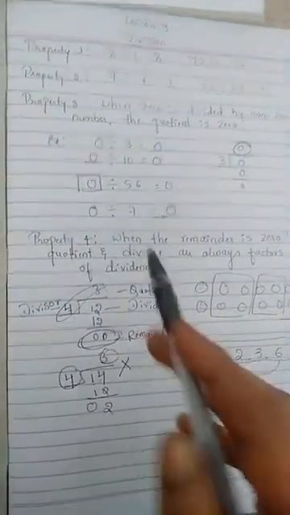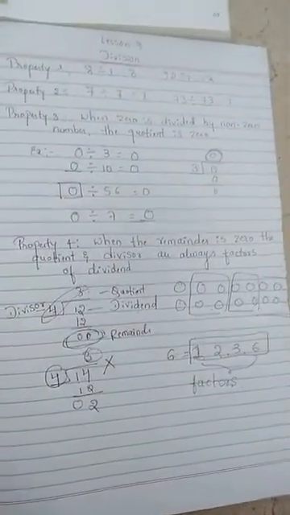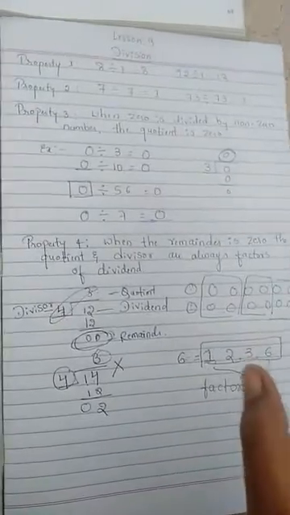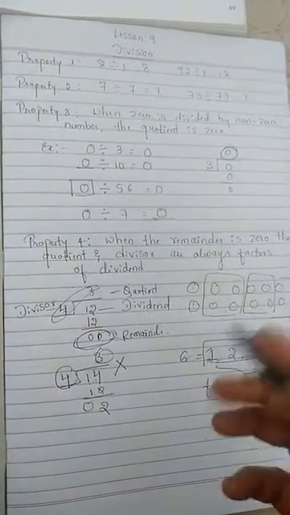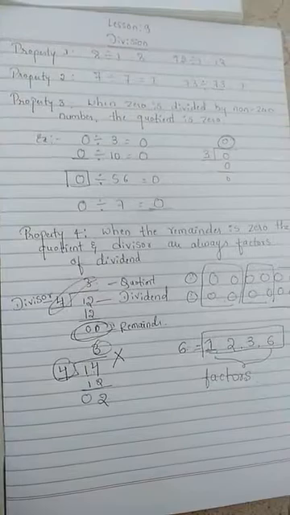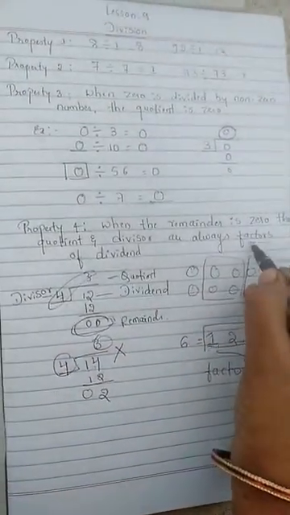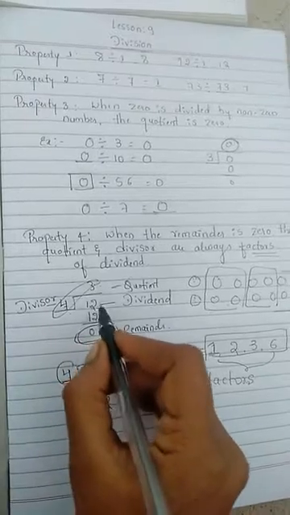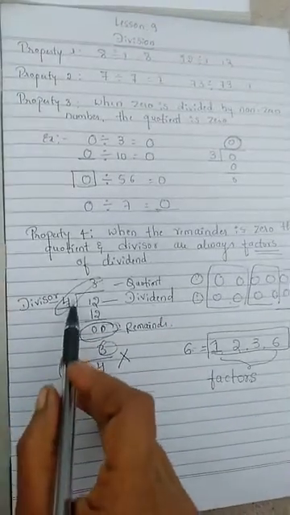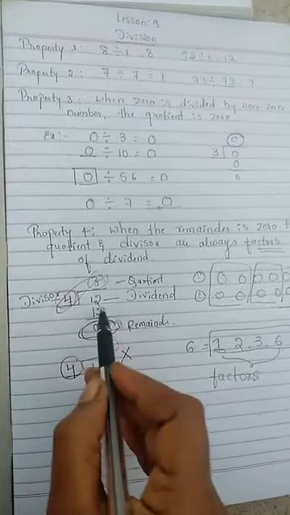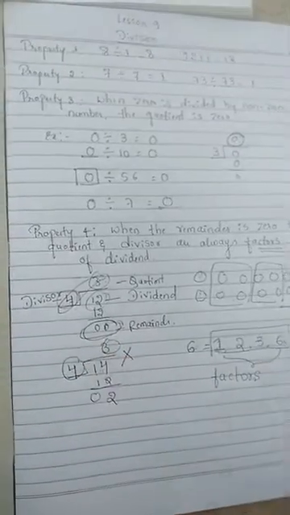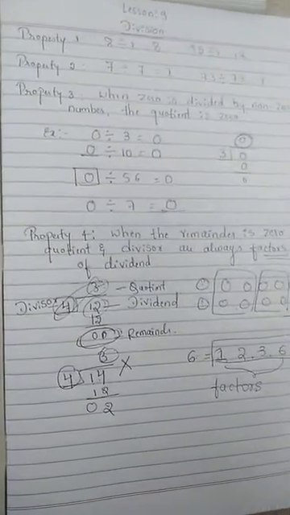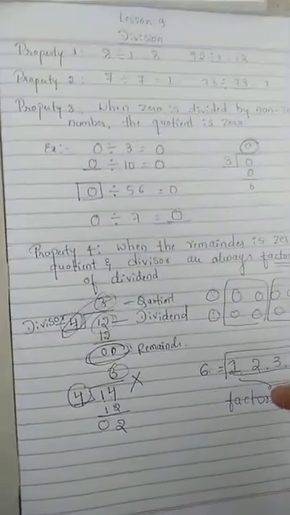This is what property 3 and property 4 are telling. I hope you are clear with the factor concept. Factor is very, very important. You are going to study it further in higher classes, so properly understand the meaning of factor. If any number divides another number completely, then we can say that number is a factor of the number you are dividing. Okay, now this is about property 3 and property 4.